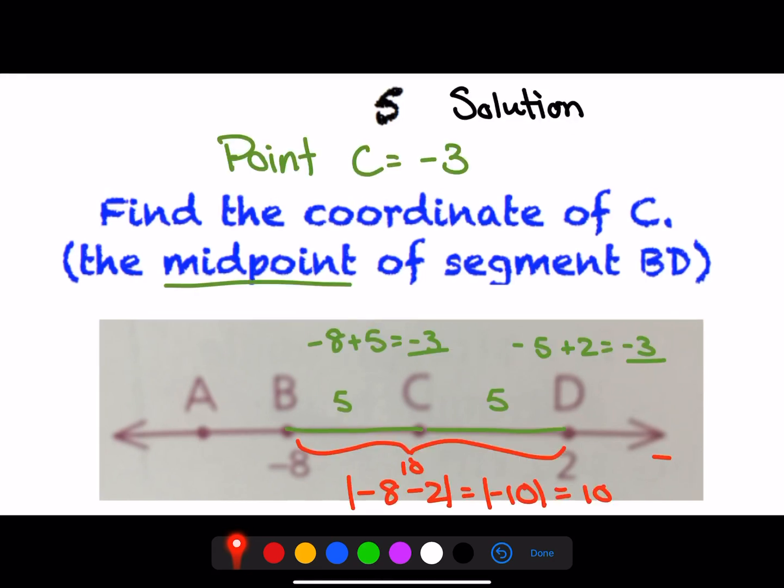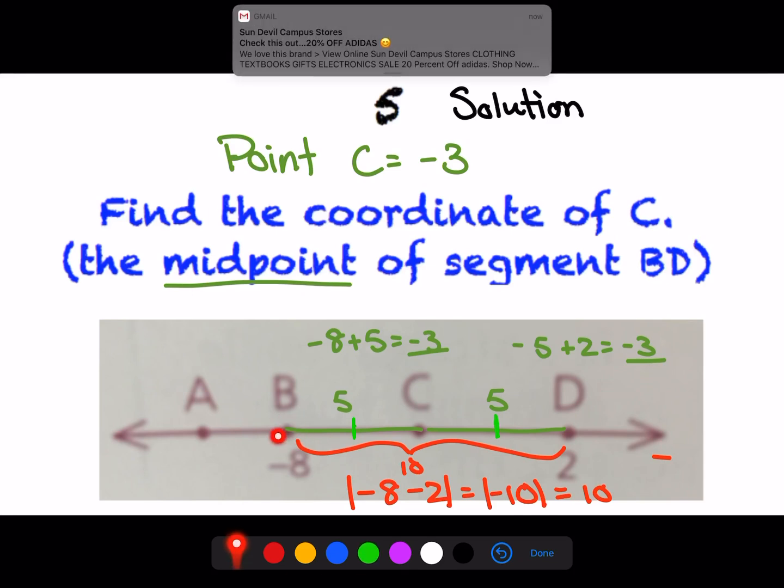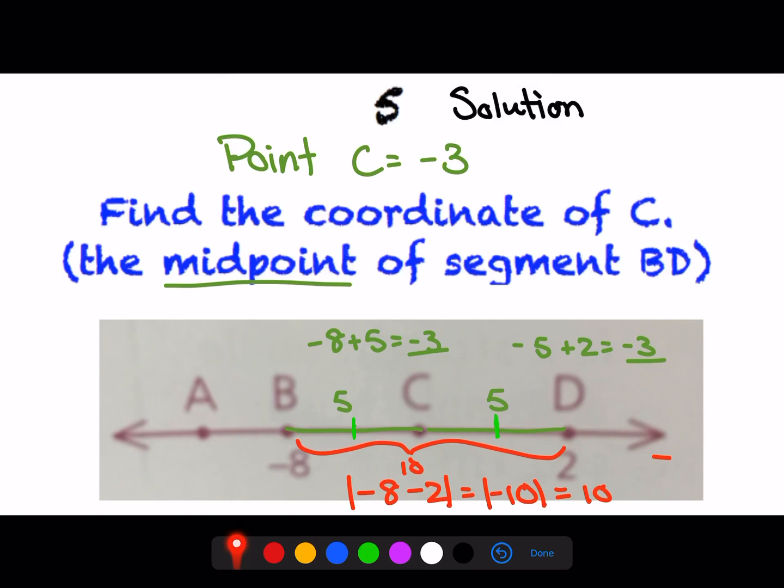So at this point, I know that the distance from B to D is 10 units, which means that point C should be 5 units away from B, or 5 units away from D. Because again, C is the midpoint, so it should be equal on both sides. Both sides should be congruent here. So if that's the case, and I start at point B at -8, if I go 5 to the right, that's in a positive direction from point B, I'll end up at point C. So -8 plus 5 gives me -3.